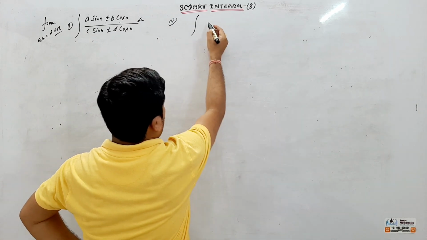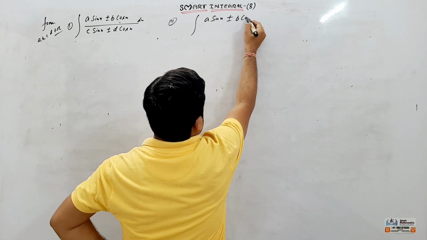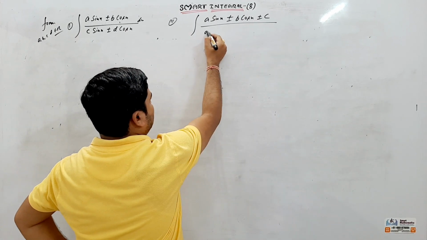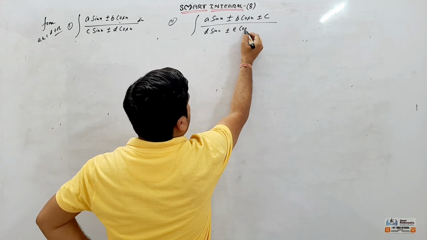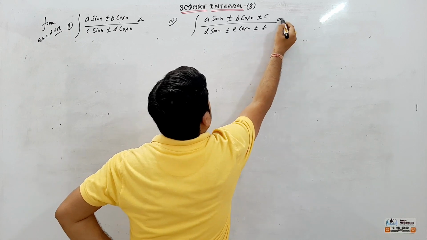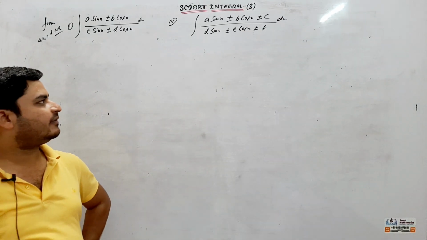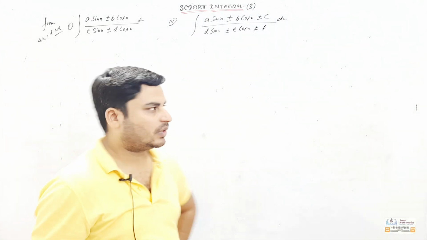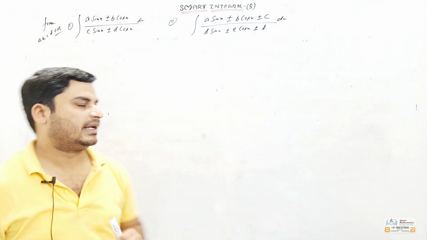If our integration is of the form (a sin x ± b cos x ± c) whole upon (d sin x ± e cos x ± f). Look at the form of the integration. Here a, b, c, d, e, f, all these are real numbers. It may be any real number. Now let us see the process to solve such integration.